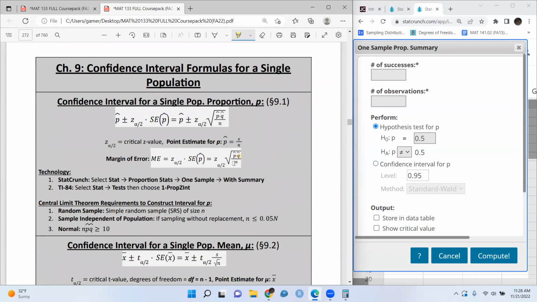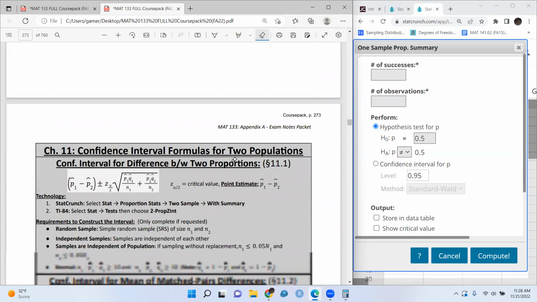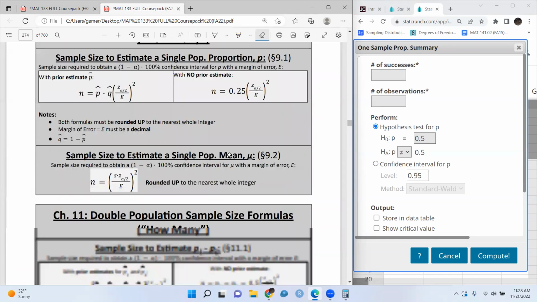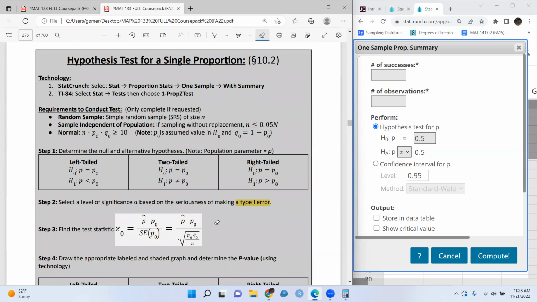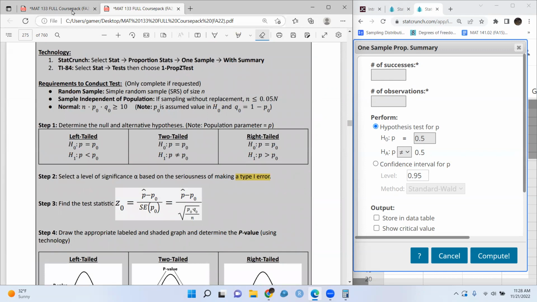Right here, except we used p hats and q hats. We used the sample values to do the spread calculation, or the standard error calculation. Whereas with hypothesis tests, because we think we know the parameter, we use what we think the parameter to be in our calculation for the standard error. That's the big difference now.